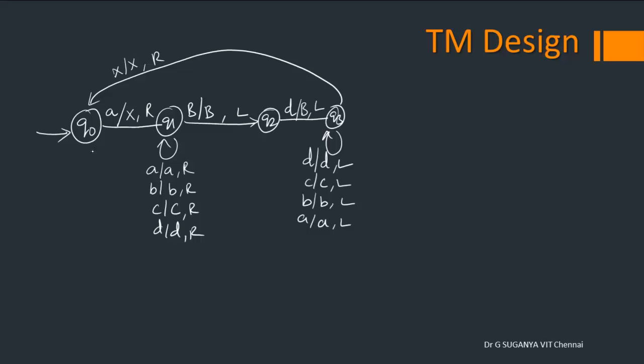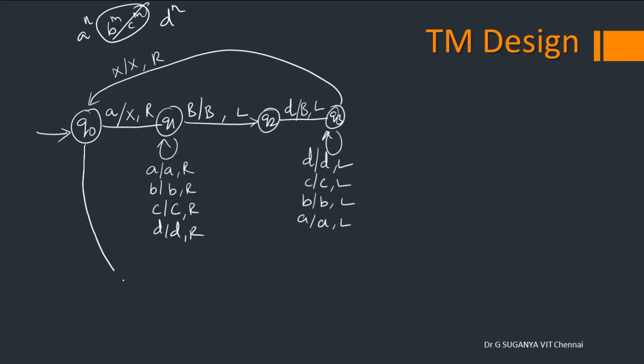Then again the same procedure continues. A will be replaced with X, move till blank, D replaced with blank, and then this is for equating A power n, D power n. A's and D's need to be equated.